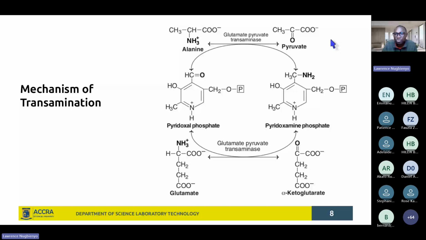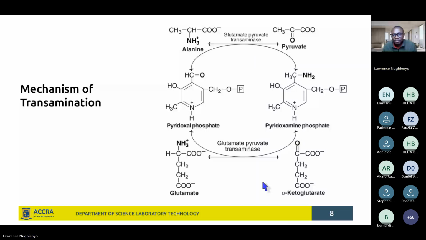Maybe if you want to show more, you write in the middle, glutamate, pyruvate, transaminase, or maybe you just write transaminase, just to show that the amine group is transferred from alanine onto another molecule, but the product is pyruvate. That's a very simple, simplified reaction that you write. But what happens in the middle, step by step, before that occurs, is what we are looking at.